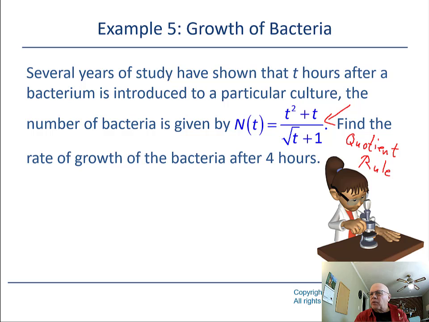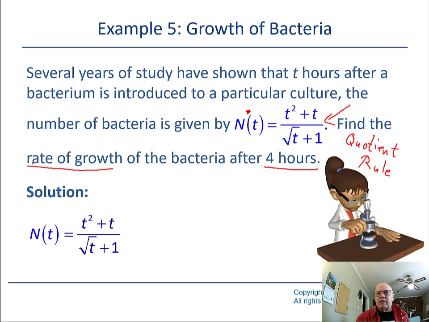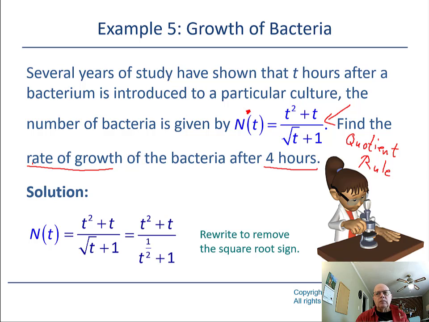And after you get the derivative, eventually, then you're going to find what the value of that derivative is, or the rate of growth, after 4 hours. So you take the derivative of n of t. When you get the derivative, you put the 4 in where the t's are in the derivative, and you'll get your rate of growth. So here we go. N of t. There's your original. So rewrite it, because we want it ready for our power rule and the quotient rule.